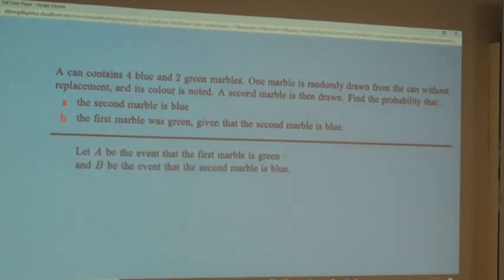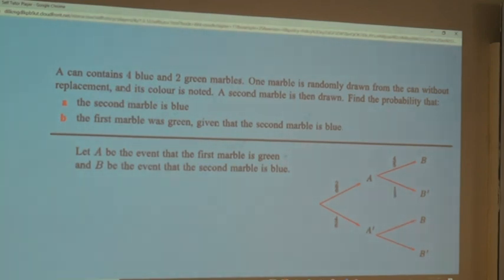For the first draw, there are four blue and two green marbles. The probability of A, that the first marble is green, is 2 over 6, and the probability of not A is 4 over 6. If a green marble is drawn first, there are 4 blue and 1 green marble left. The probability of B, that the second marble is blue, is 4 over 5. And the probability of not B is 1 over 5.